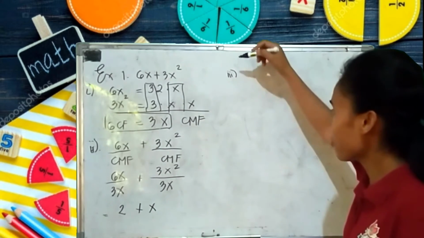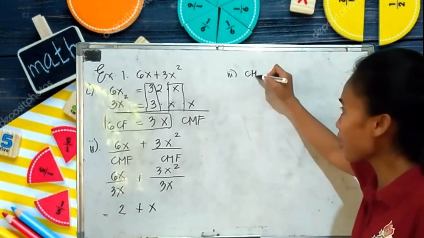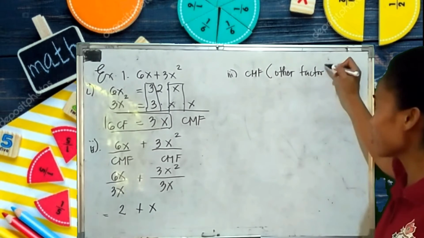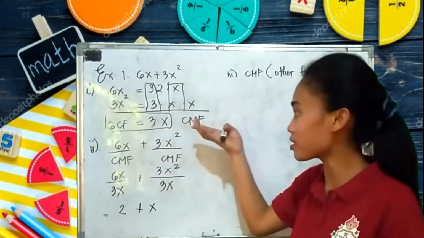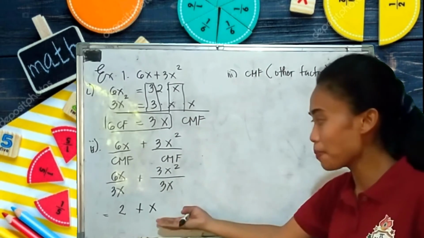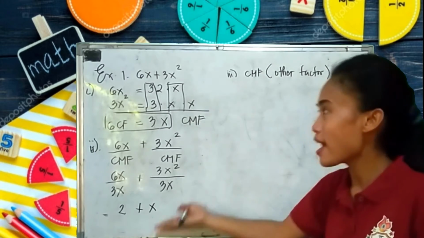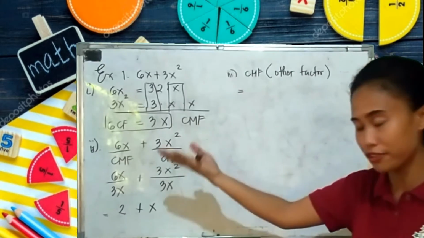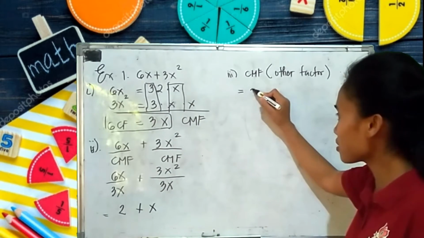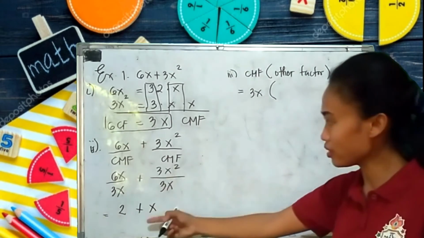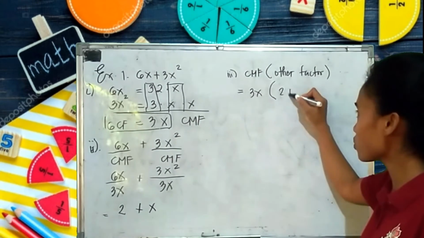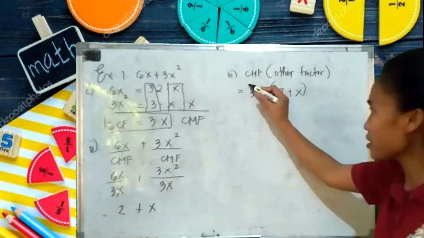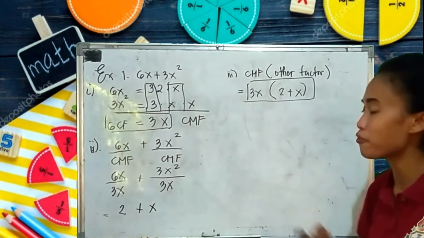So your final answer would be the CMF times the other factor. So in our first step, we obtained the CMF. In our second step, we obtained the other factor. And our last step, we write this now in factored form. So our CMF is 3x times the quantity, our other factor is 2 plus x. So this now is our factored form.